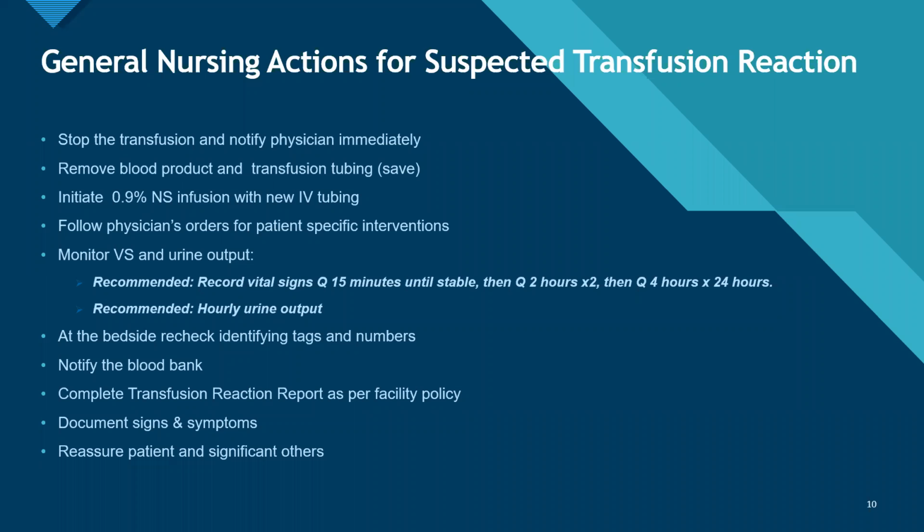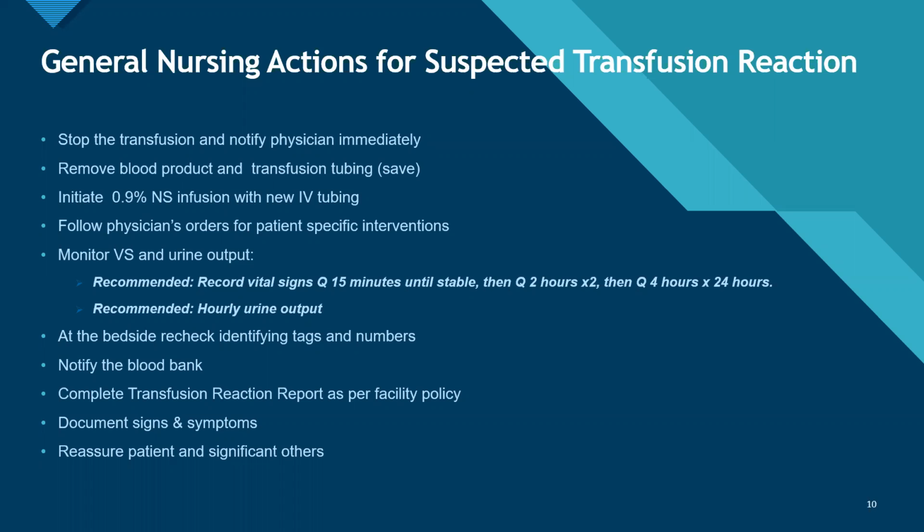You know, these are things I've been sort of talking about all along. Stop the transfusion, remove the blood product and the tubing, but you've got to save it. Initiate normal saline. Do not DC that IV. Follow the orders. There are transfusion reaction orders associated with blood transfusions. You have to monitor their vital signs and urine output. You're looking for any blood in the urine, okay, looking for any kidney damage that might have occurred. Let's see, always re-identify everything too.